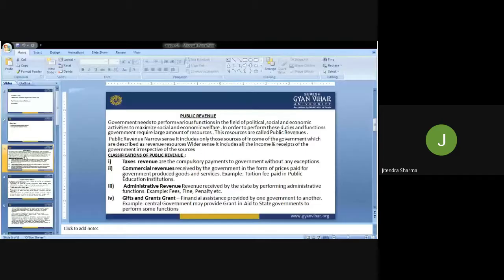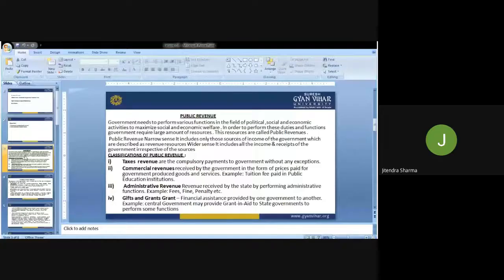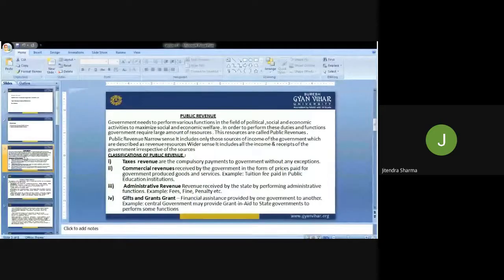revenue is received by the state by performing administrative functions, for example, the fee, fine, penalty, etc. These all are the administrative revenue. For example, for any sort of banking activity, the bankers charge a cheque issuing fee, or any fee. If you have not deposited tax on time, then whatever penalty is imposed, that goes to the administrative head, and we call it the revenue which is collected through administrative means.